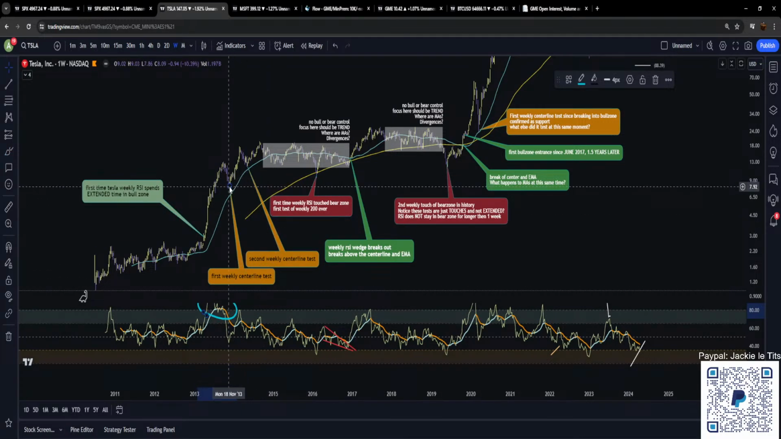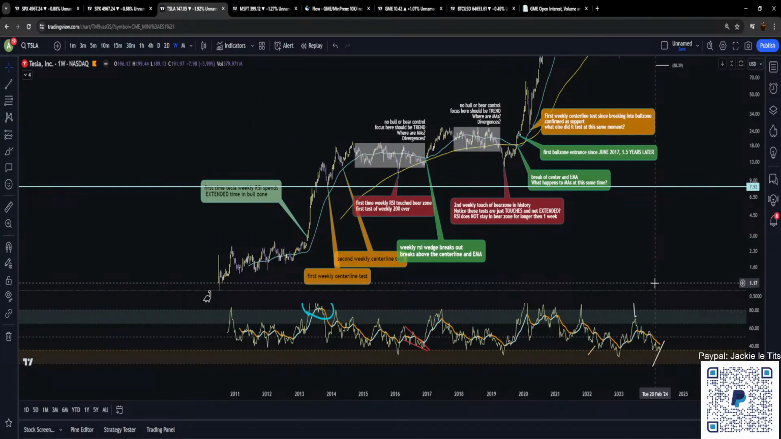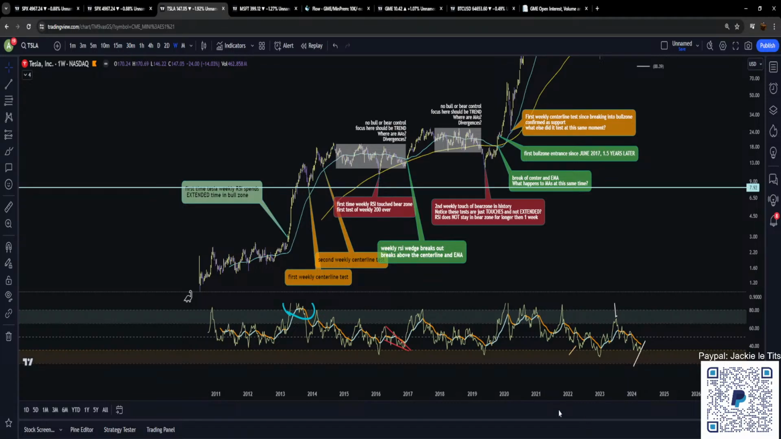Price never once, after making this low, after spending so much time in the bullish control zone in that circled area, broke that low again. This low that was made right here, after spending all of that time in the bull control zone, was never broken again in Tesla's history. That was the last lowest low of Tesla's share price ever. And that came off the back of the weekly RSI having been in the bullish control zone for the most amount of time it had ever been in.